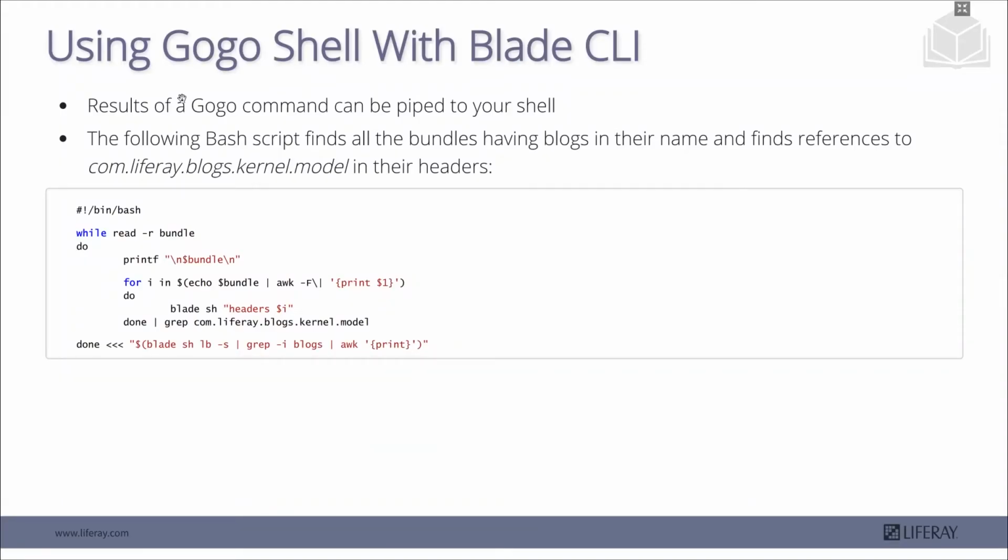Down below is a bash script that's going to find all the bundles that have the string blogs within their name and then find the reference to a specific package here, com.liferay.blogs.kernel.model, within their header.